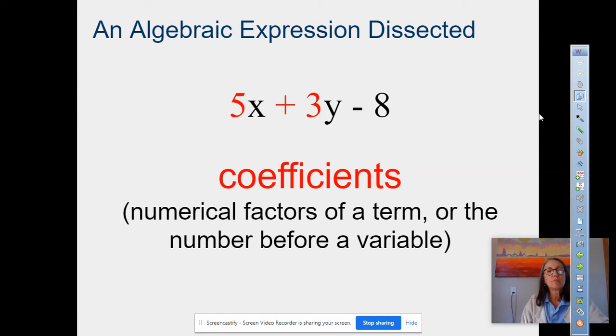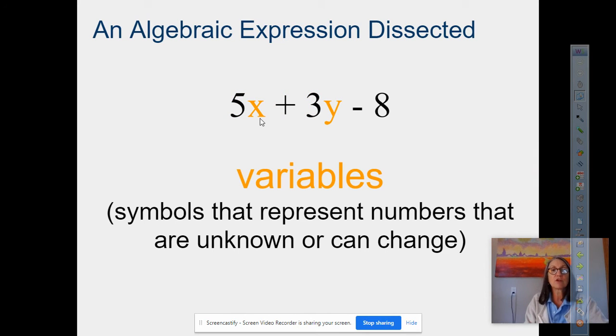All right. Let's look at the coefficients. The coefficients are factors associated with the variables. Now, a factor is a number that you use when you multiply. Notice we are multiplying 5 times x and 3 times y. We do not call -8 a coefficient because it does not have a variable. Those are our variables, x and y.